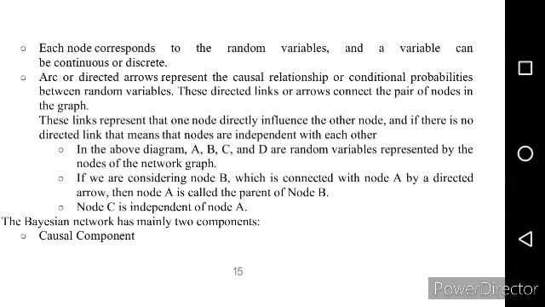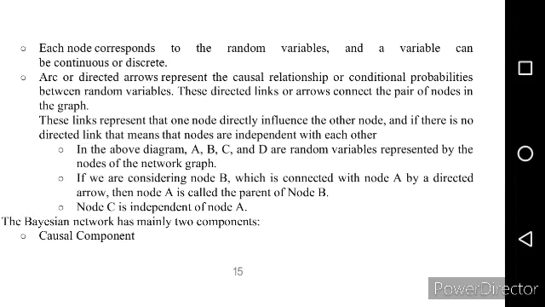If there is no direct link, that means the nodes are independent of each other. In the above diagram, A, B, C and D are random variables represented by the nodes of the network graph. If we are considering node B, which is connected with node A by a directed arrow, then node A is called the parent of node B. Node C is independent of node A.